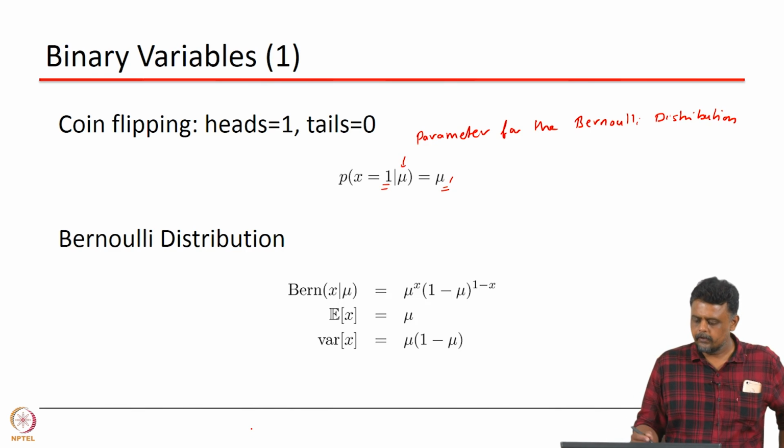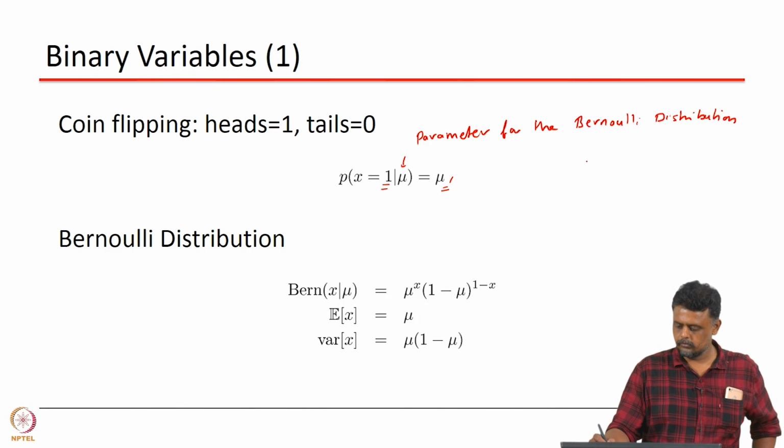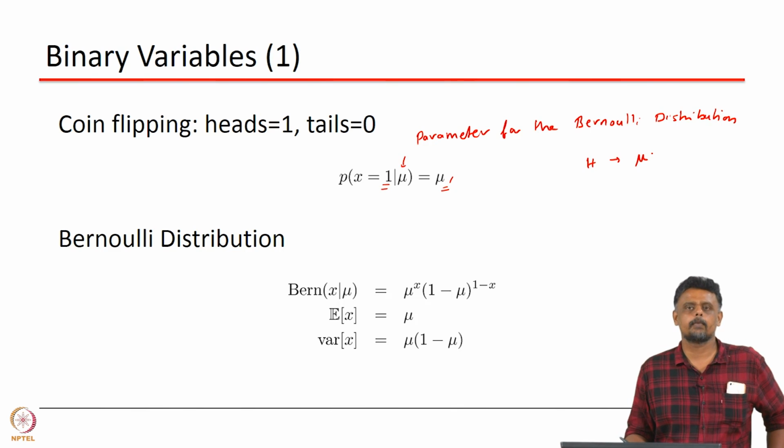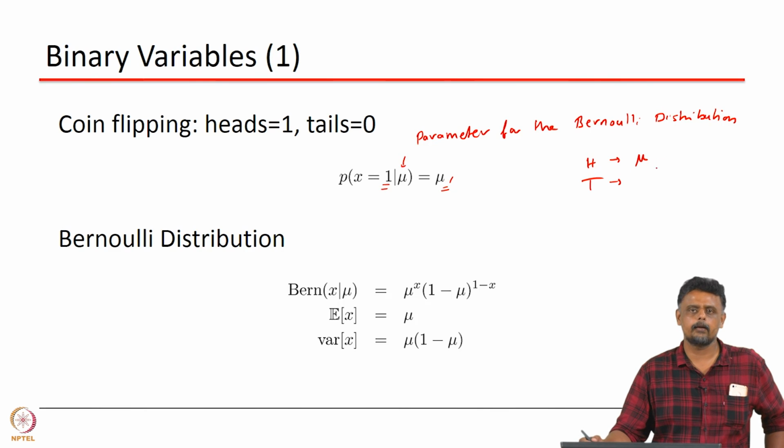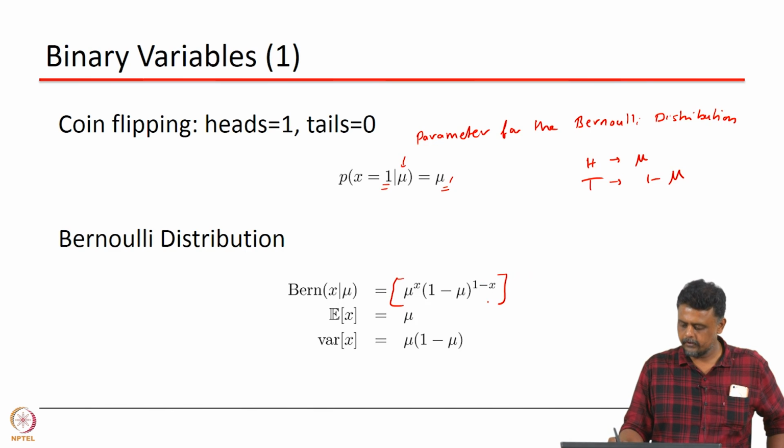So if the probability of getting a head is mu, what would be the probability of getting the tails? Since heads or tails are mutually exclusive, it will be 1 minus mu. So given a coin toss event, if you want to predict the probability of getting either a heads or a tails, then this can be given by this compact expression.